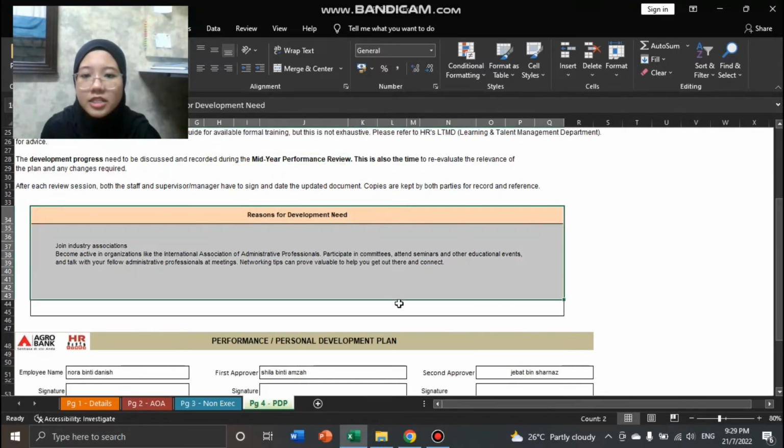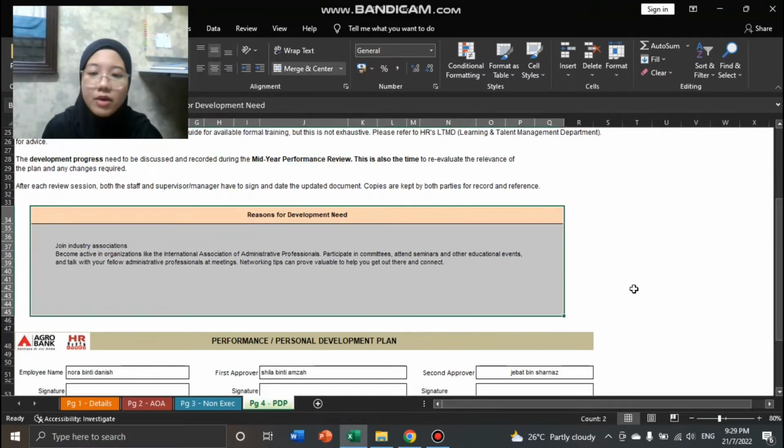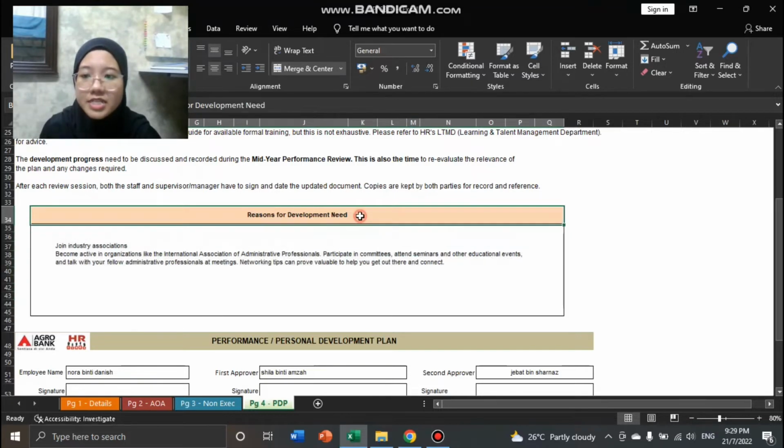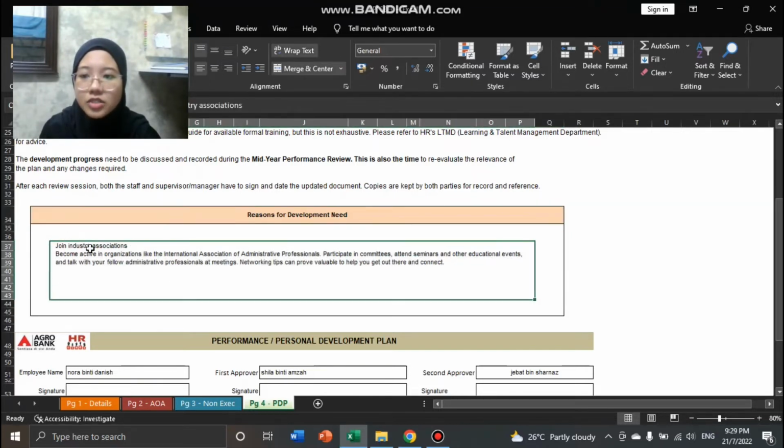This section is to be filled up by the supervisor or the manager. The reason for development needs is to join industry associations. Become active in organizations like the International Association of Administrative Professionals, participate in committees, attend seminars and other educational events, and talk with your fellow administrative professionals at meetings. Networking tips can prove valuable to help you get out there and connect.